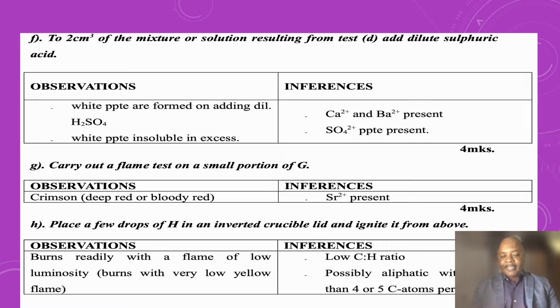So I did it, and the color was what? Look at the reading: crimson. Crimson is a deep red or a bloody red. Anything that is deep red or bloody red, we call it crimson color. On the inference page, I saw that the only metal that can give a crimson color is, I think, strontium, which is Sr2+. That is the cation that will result. So it is Sr2+ that was present.